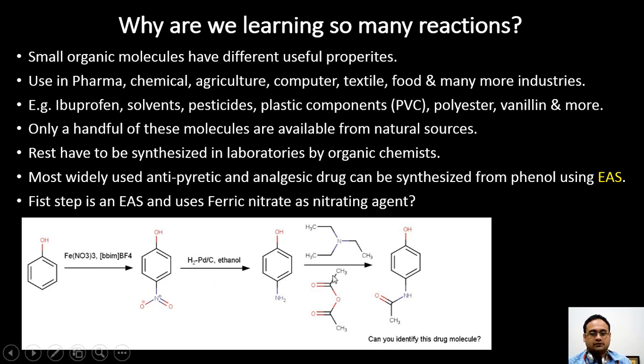Para-aminophenol is then reacted with acetic anhydride in the presence of triethylamine, which serves as a base, to give this acetylated para-aminophenol. I leave this as a question for you: can you identify this drug molecule, which is a popular antipyretic and analgesic? We will discuss more about this in the class.